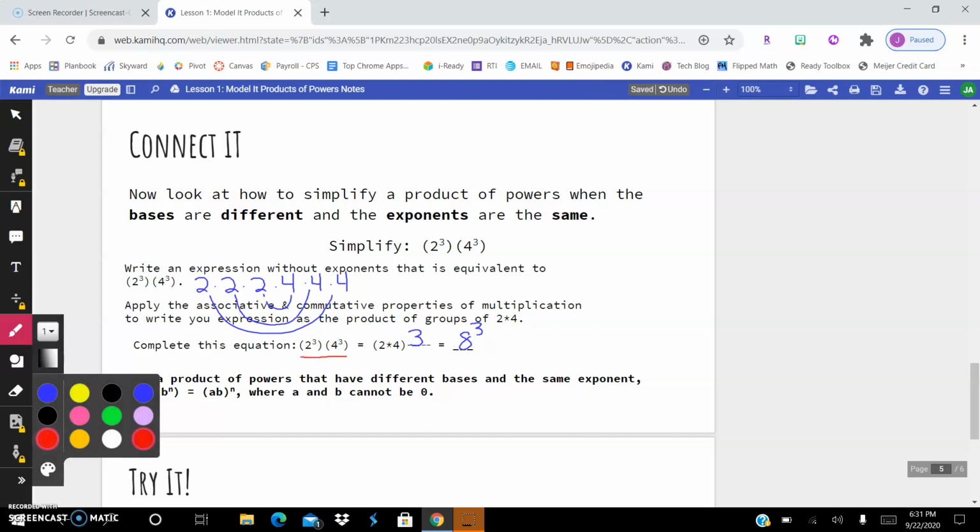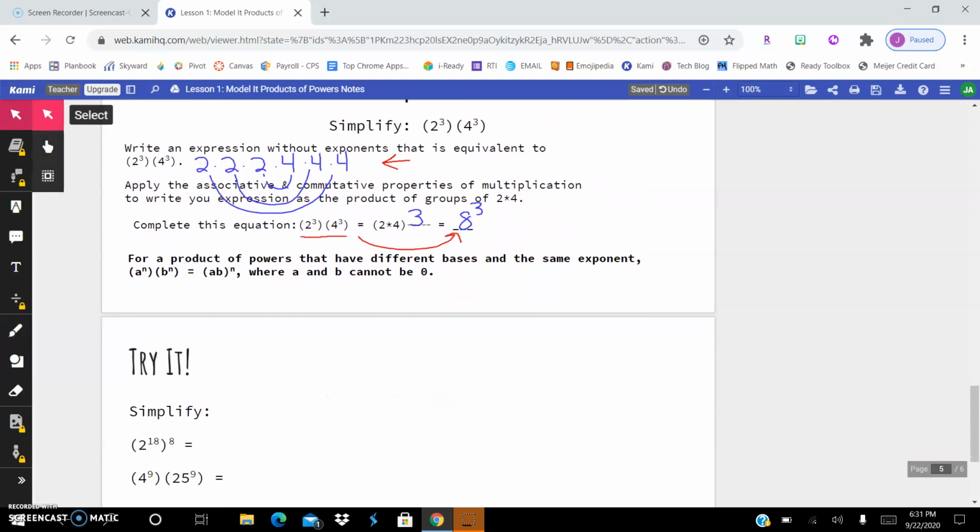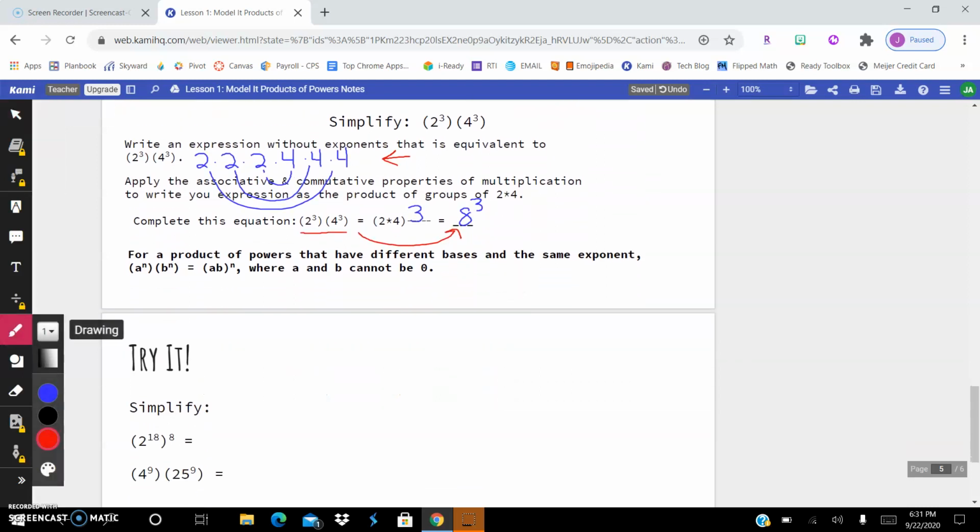So let's take a look. How did I get from here all the way over to here? Well, I kept the exponent of 3, but I multiplied that 2 and the 4. So you don't have to write it all out like I did here. You can just look at those two bases, multiply them together, and keep the exponent. And that's what this says right here.